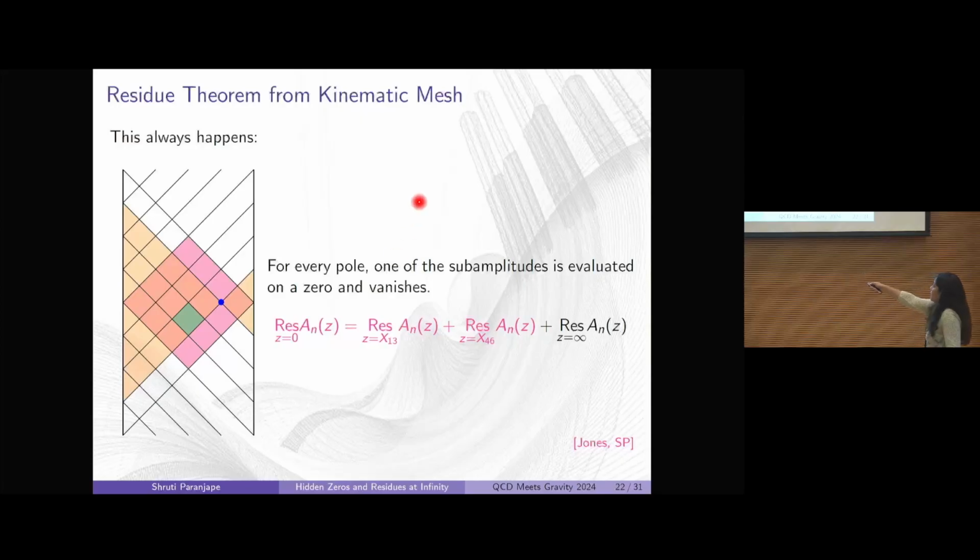Actually, you can choose a point that you want to factorize at, and you will see that no matter where I put this blue point, there's always going to be one sub-amplitude either on the right or the left that is evaluated on 0 kinematics. All that to say that when I look at Cauchy's theorem, I have this residue at 0, this residue at x13, x46, infinity, but nothing else. And this stuff in pink over here is what gives me the splitting theorem.